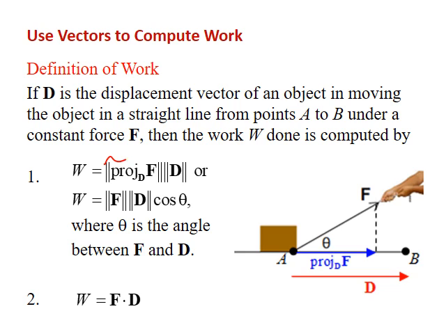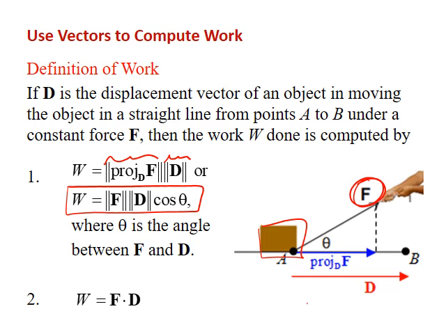This piece here represents the magnitude of the force in the direction of D. This represents the distance moved. To simplify it a little bit, this is the formula that we often use. There's a little image here that you can see. Basically, we're taking this object and pulling it, using a specific force, pulling it a certain distance.